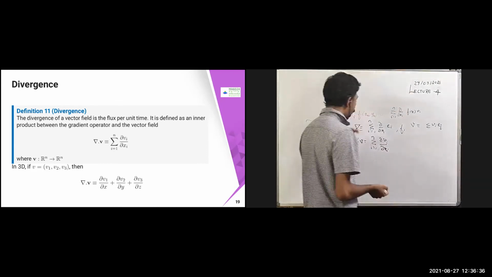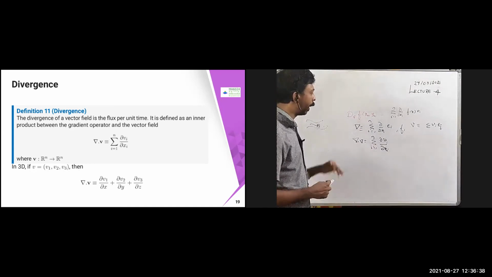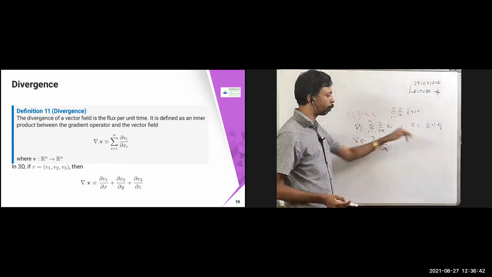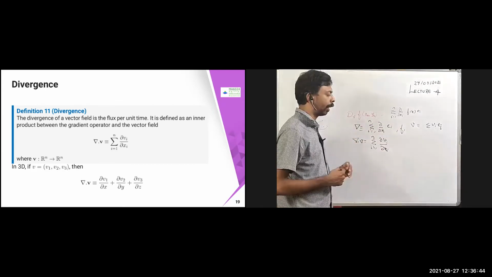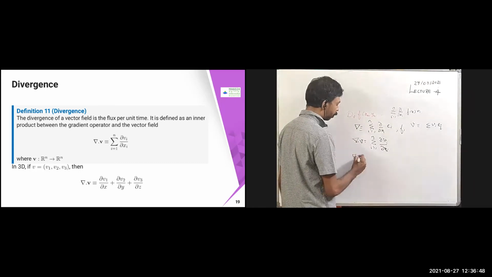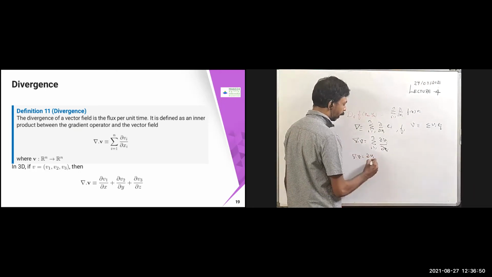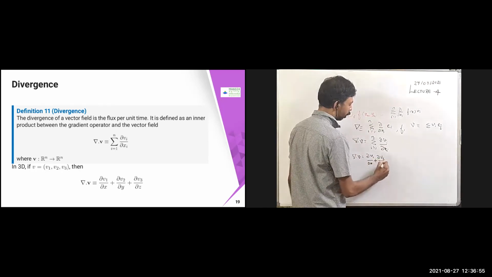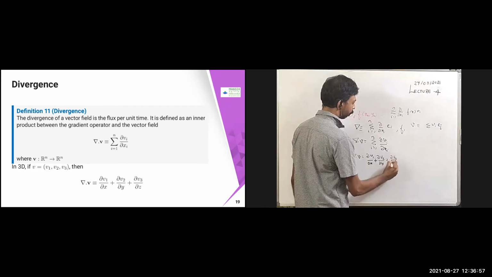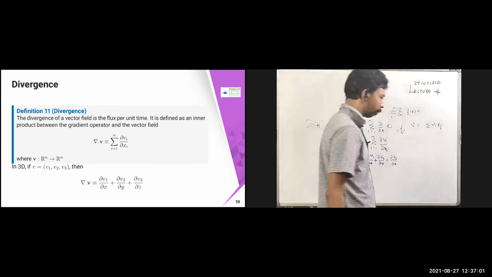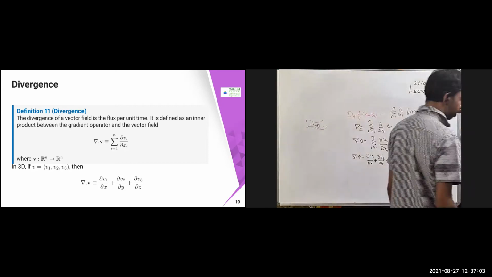So it is the dot product between the gradient operator and the vector field. This is the gradient operator and this is the vector field. I'm just taking a dot product, and that is called the divergence. In 3D, you can simply define it like this: del dot V is dou V1 by dou X plus dou V2 by dou Y plus dou V3 by dou Z. This is called the divergence. Any questions on this?